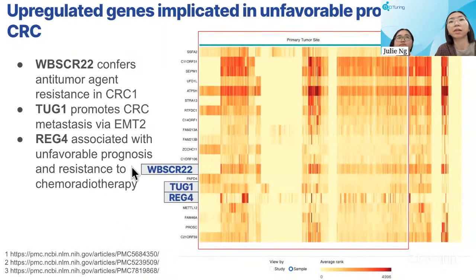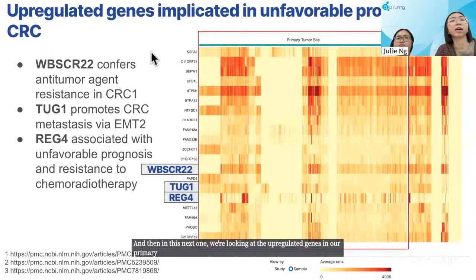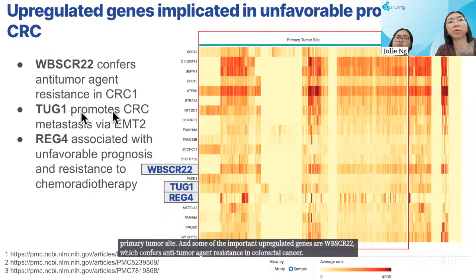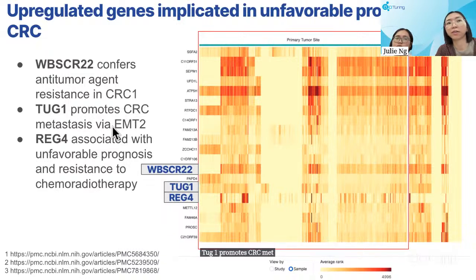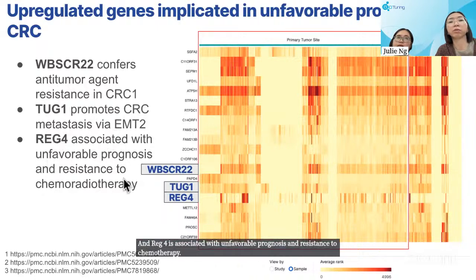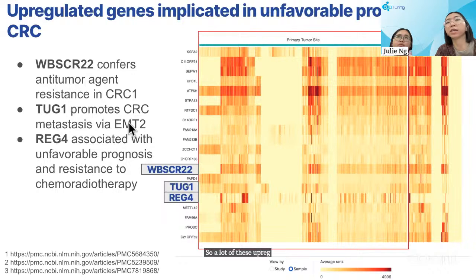Okay, and then in this next one, we're looking at the upregulated genes in our primary tumor site. Some of the important upregulated genes are WDR22, which confers anti-tumor agent resistance in colorectal cancer. TUG1 promotes CRC metastasis via the EMT pathway, which we found earlier. And REG4 is associated with unfavorable prognosis and resistance to chemotherapy. So a lot of these upregulated genes are implicated in unfavorable prognosis of CRC.